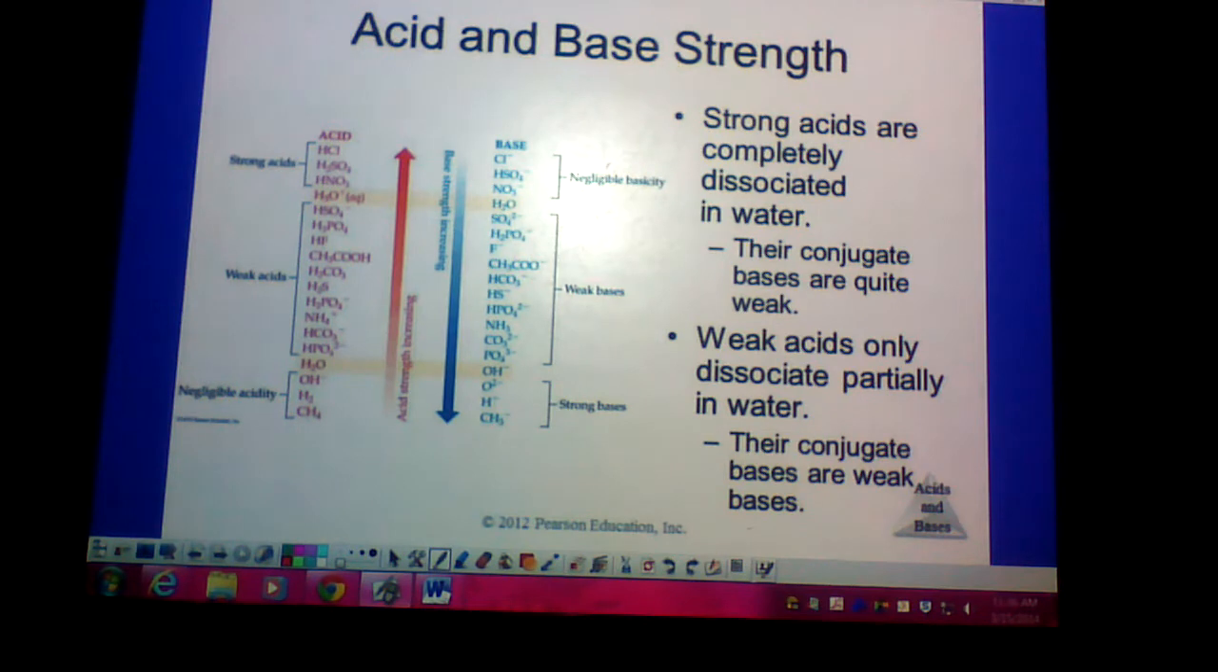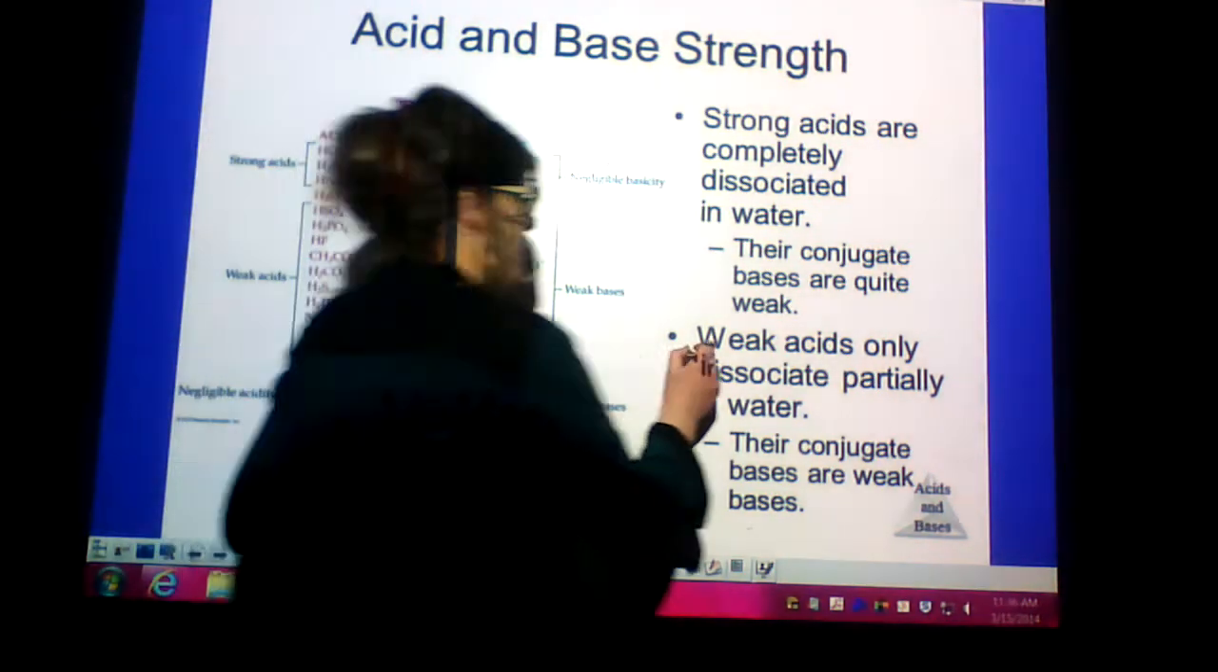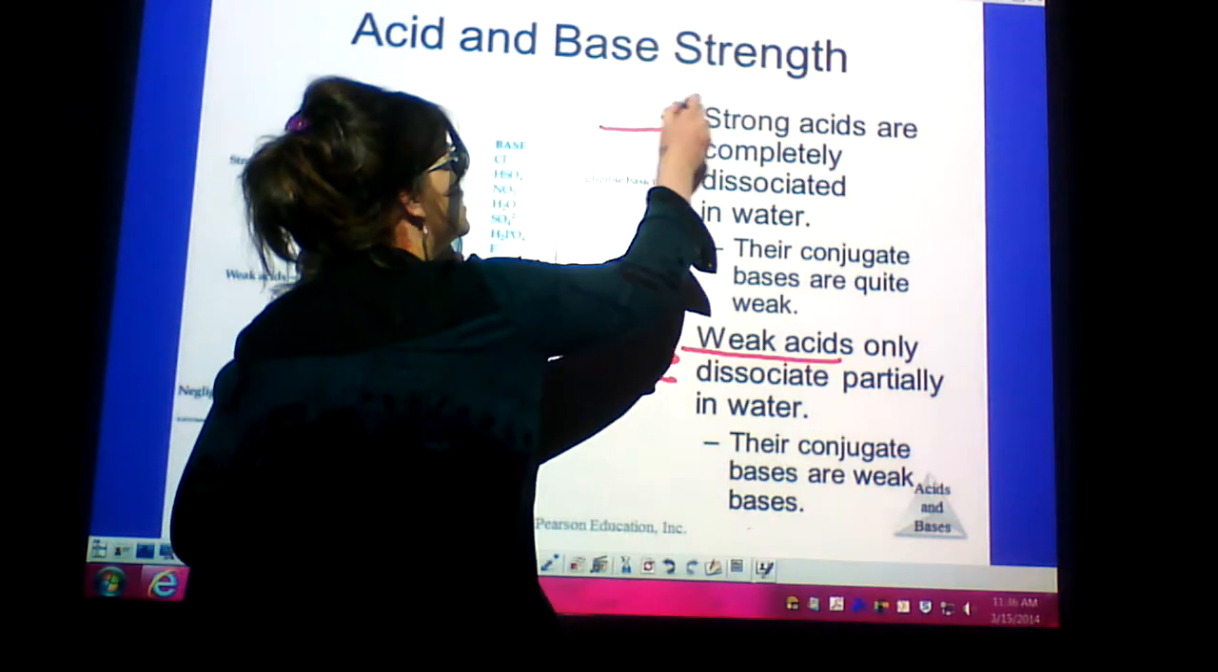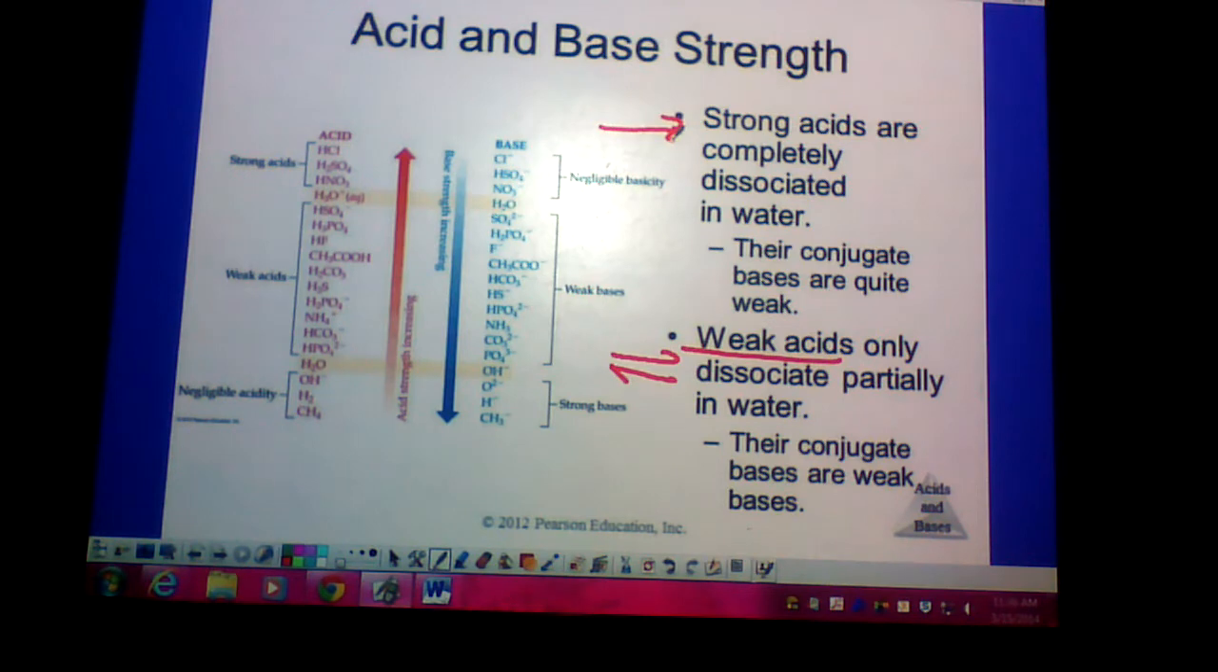Weak acids are only going to dissociate partially in water. Because they only dissociate partially in water, that's where for weak acids we're going to be drawing that double arrow. So we're going to have an equilibrium reaction when we're talking about weak acids. So I'm going to have a double arrow for this one, but a full single arrow for the strong acids. Weak acids have conjugate bases that are also weak. Strong acids are going to produce very, very, very weak bases because it's negligible basicity. And if I had a strong base, its conjugate acid is going to be very, very, very weak as well.